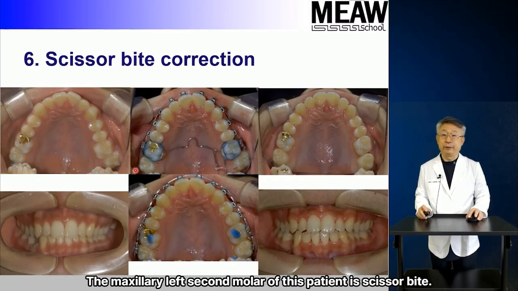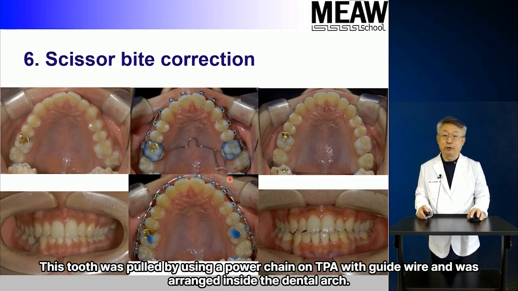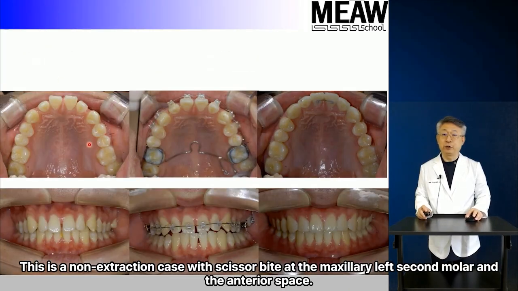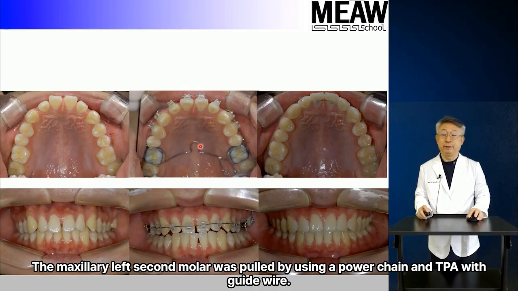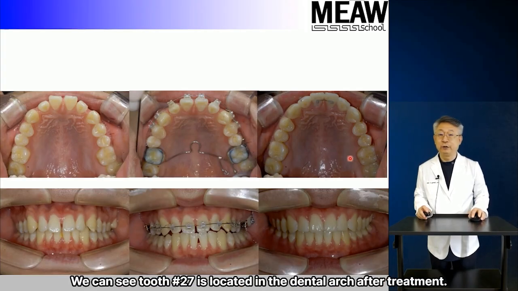The maxillary left second molar of this patient has a scissor bite. This tooth was pulled by using a power chain on TPA with guide wire and was arranged inside the dental arch. This is a non-extraction case with scissor bite at the maxillary left second molar and the anterior space. The maxillary left second molar was pulled by using a power chain and TPA with guide wire. We can see tooth number 27 is located in the dental arch after treatment.